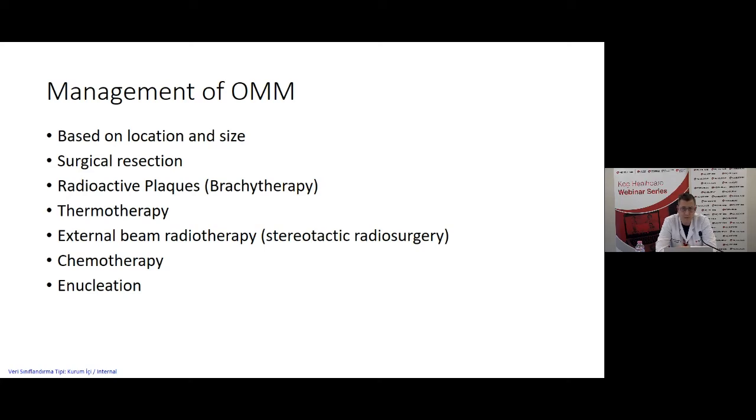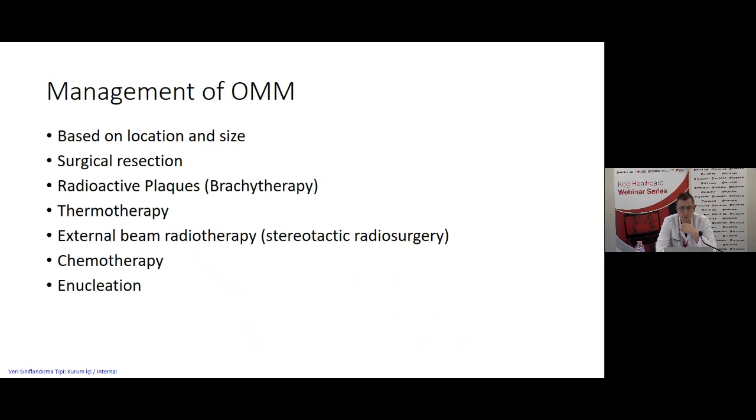So how do we manage them? For example, if we diagnose an ocular melanoma patient, how do we treat it? So if the tumor is resectable, if it is not inside the eye, for example, if it is in the conjunctival area or the back of the eye, we try surgical resection, which is a very good option for those tumors.